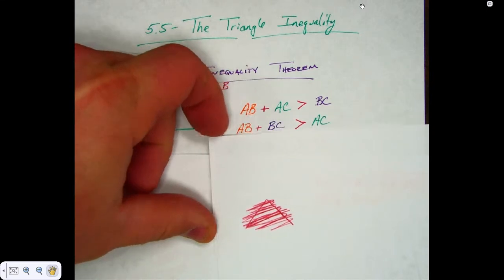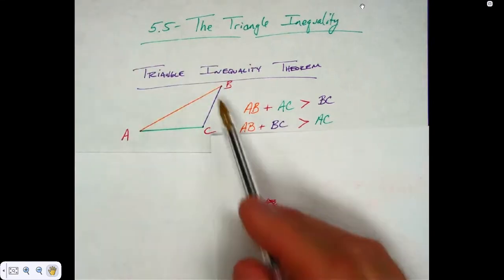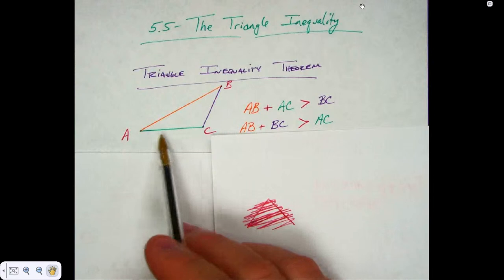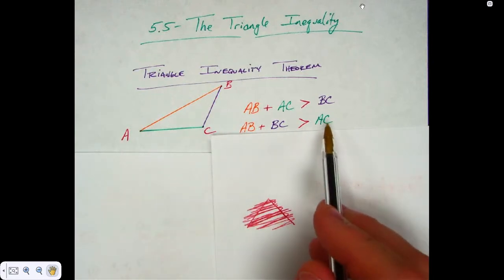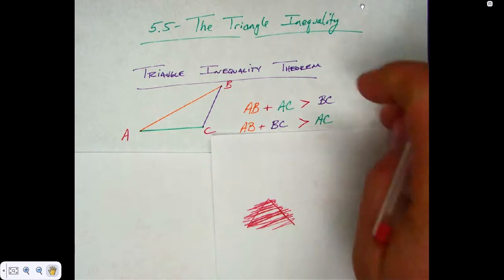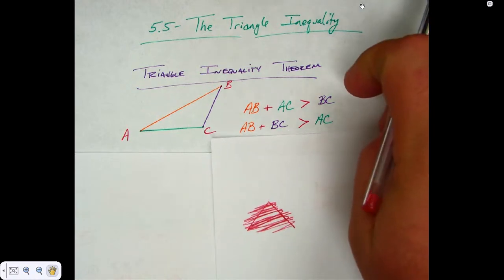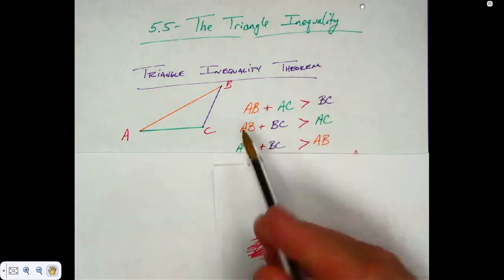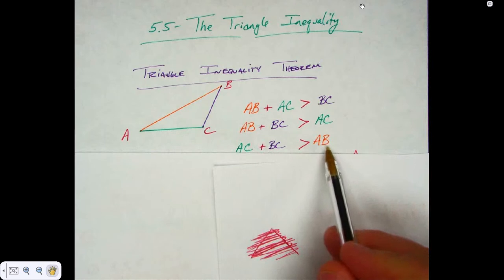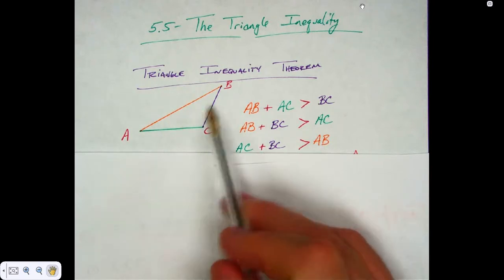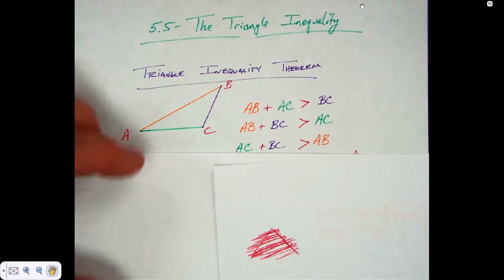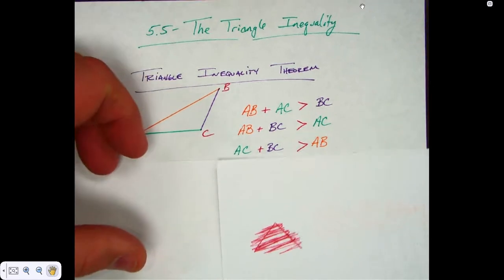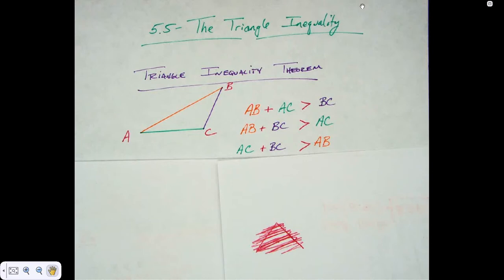The other possible combination is the orange plus the purple has got to be bigger than the green. Or AB plus BC is greater than AC. And then the third one, green plus purple has to be bigger than orange. These two lengths added together must be bigger than that. If it's not, then that can't be the lengths of the sides of a triangle. Okay?